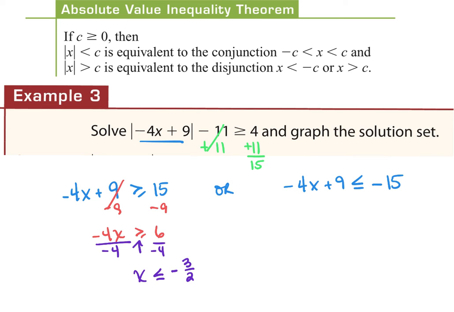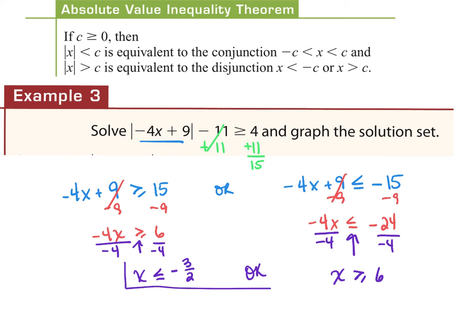Same thing happens over here. I subtract my 9. I get negative 4x is less than or equal to negative 24. And I have divided again by a negative. So I do need to flip this. X is greater than or equal to positive 6. And this is an or. So those would be my two answers. And I would graph those. Closed circle, larger than your 6. Closed circle, smaller than your negative 1.5. All right? And so you do have to follow the same rules as your inequalities.